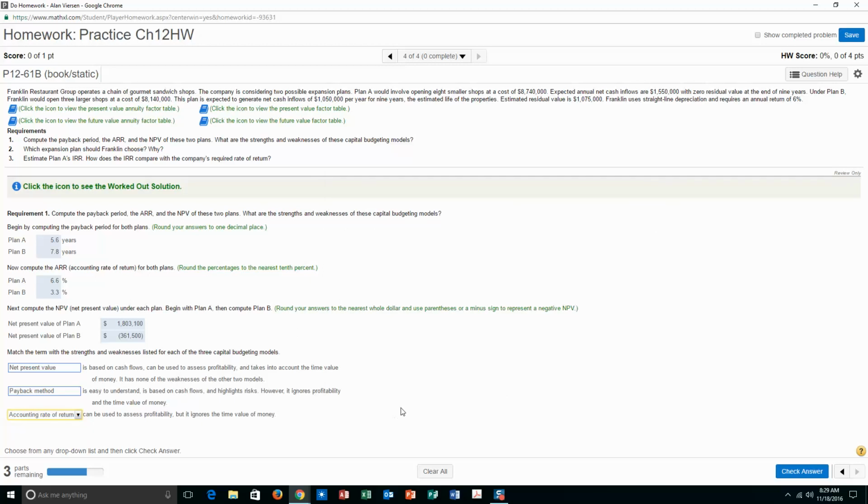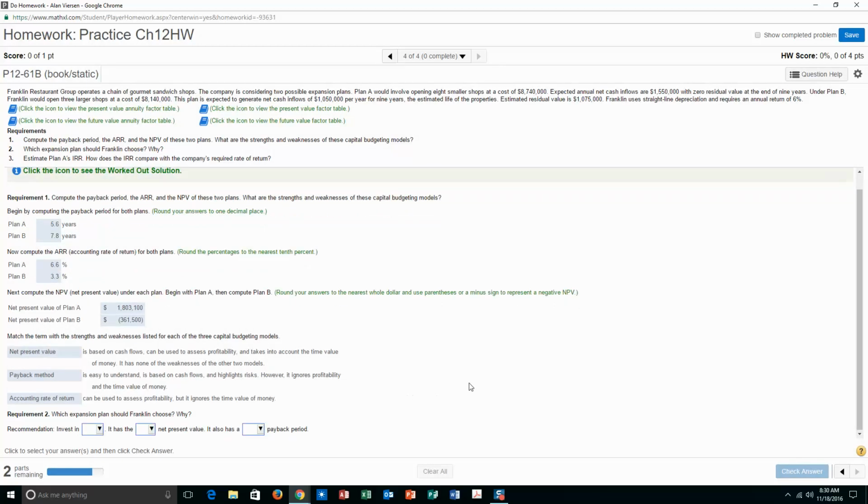All right, jumping ahead, I'm answering these 3 questions. The net present values based on cash flows can be used to assess the profitability, takes into account the time value of money. Okay, then the other 2, the payback method and the accounting rate of return, they do not take into account the time value of money, and it mentions the value of each one of those.